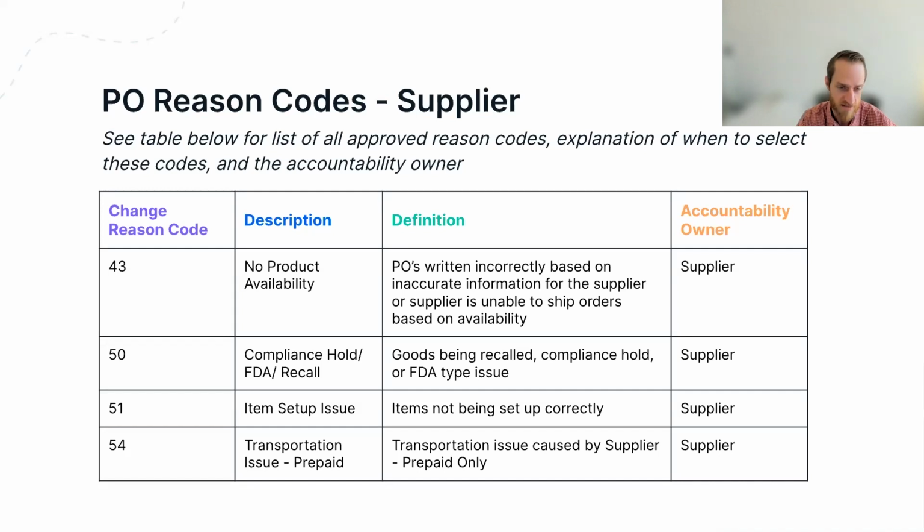Other things, like item setup issue, are also going to be supplier accountability. If you pick a transportation issue prepaid, that's also supplier accountability, because as a prepaid supplier, you're responsible for the transportation. So unfortunately, you cannot avoid accountability if it's a prepaid transportation issue.